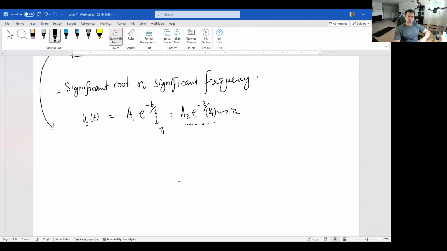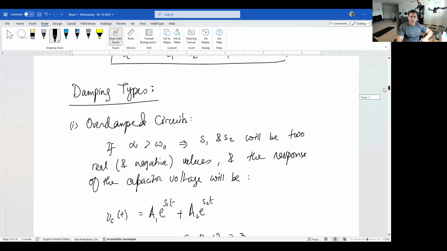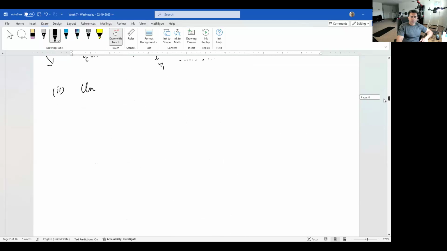So the response is going to look like two exponential terms, both dying down, one dying down faster than the other. The term that is dying down faster, that's not significant. The one that is taking longer, that's significant. All right, the second type of systems are called underdamped systems, as opposed to the overdamped systems in which both roots are real.